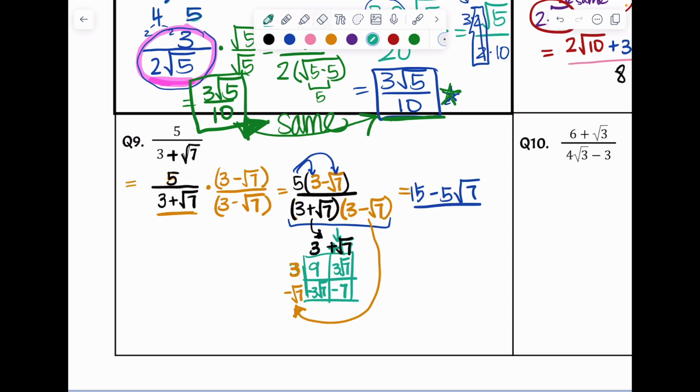Now it looks like we have a pair of 3 rad 7s that are opposites, and then we have a pair of 9 minus 7. Those are the constants, so that should work. So then this denominator will become 9 minus 7, which is 2. And then we're going to have -3 rad 7 right here, -3 rad 7 plus 3 rad 7, and that actually equals 0. So 2 plus 0 is going to be still 2.